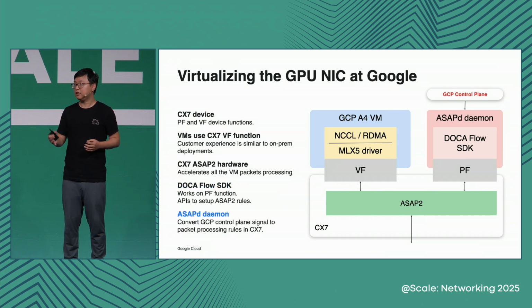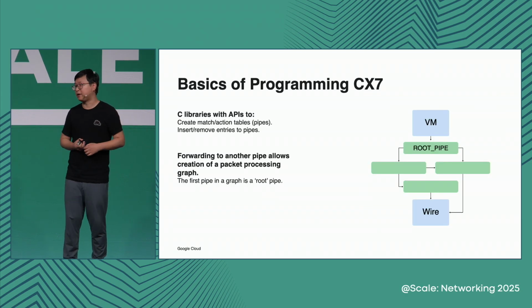On top of that, we run our own software, which we call ASAPD. You can think of it as the layer that translates the signals from the Google control plane into this programming in the hardware. So what does this programming look like in the hardware?